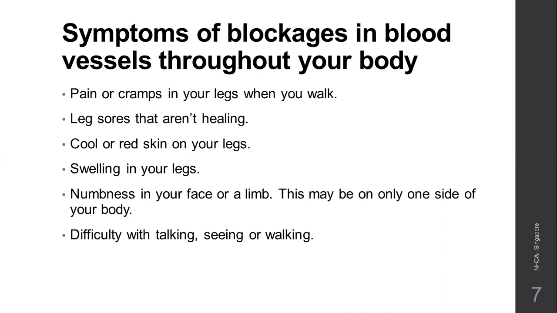This could be on one side of the body as well. That could be a risk factor of stroke. Difficulty in talking, seeing, and or walking. So these all are the symptoms of blockages when some of the other blood vessels are blocked. If you face numbness in your face or limb, it could be a reason of blockages in the arteries that supply blood to the brain. Cerebral aneurysm can happen.